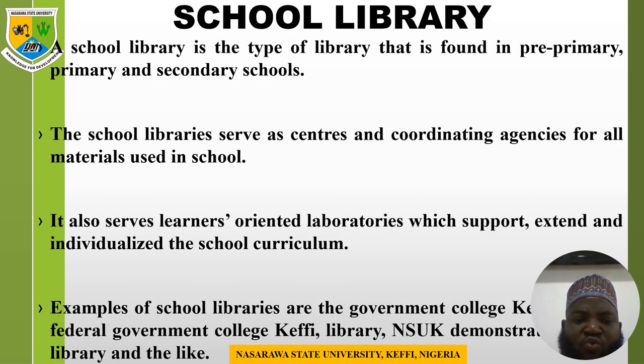Then the next one is the school library. A school library is the type of library that is found in pre-primary, primary, and secondary schools. The school library serves as a center and coordinating agency for all material used in the school. It also serves as a learner-oriented laboratory, which supports, extends, and individualizes the school curriculum. Examples of school libraries are the Government College, KFE Library, Federal Government College, KFE Library, the Nsuk Demonstration Library, and the like.